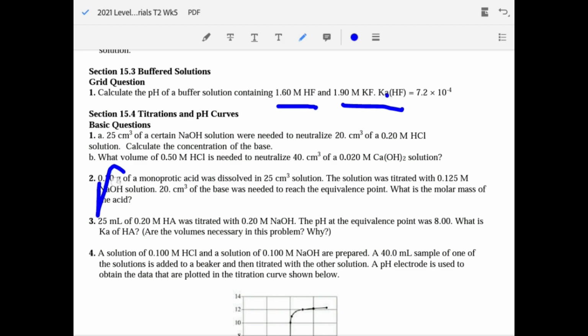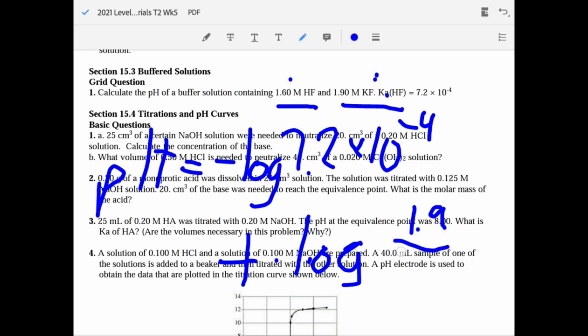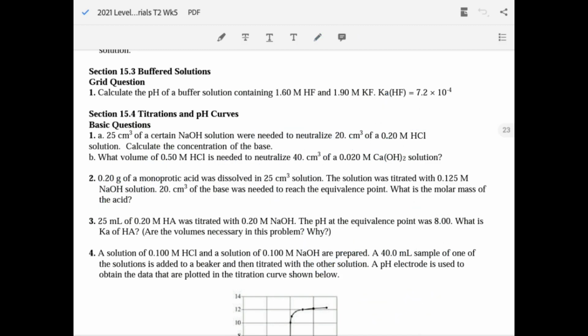So pH is equal to minus log of Ka, which is 7.2 times 10 power minus 4, plus log base over acid. This is the base, so 1.9 over acid. This is acid, 1.6. Put in your calculator, you should get 3.21. And that's it for 15.3.